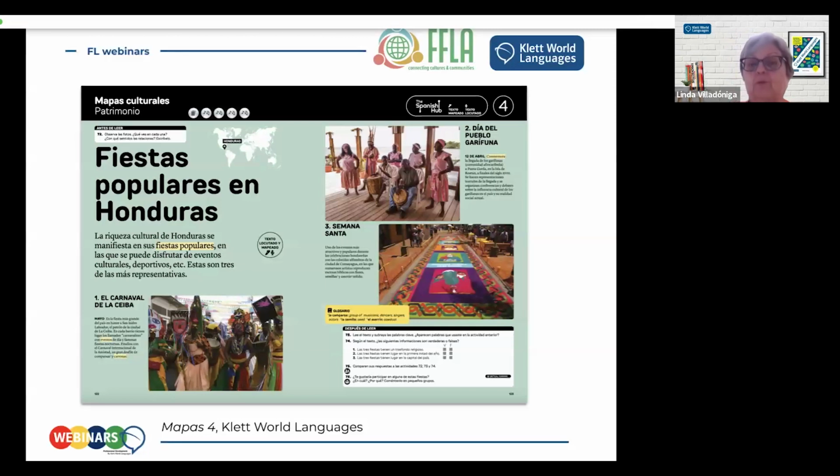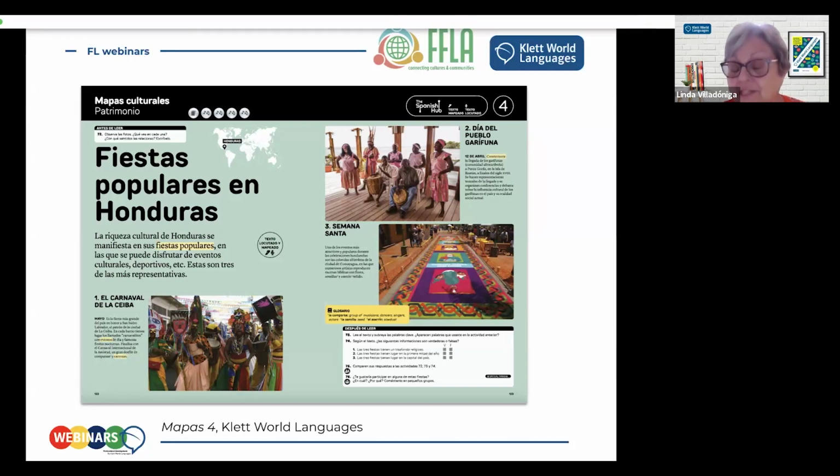And here's one, Fiestas Populares en Honduras. Honduras is a beautiful country, rich culture, but very little do we know about it unless you're Honduran or unless you've been there. So this is a great way for the students to learn about Carnaval, which just happened. And then El Pueblo Garífuna, which is a very heavily cultural group of people. And then Easter, or Holy Week. So you have 3 different festivities, all on 2 pages that you can draw from.